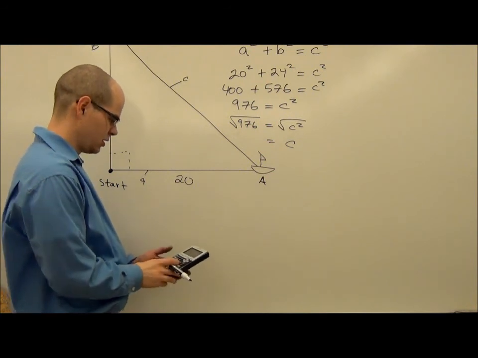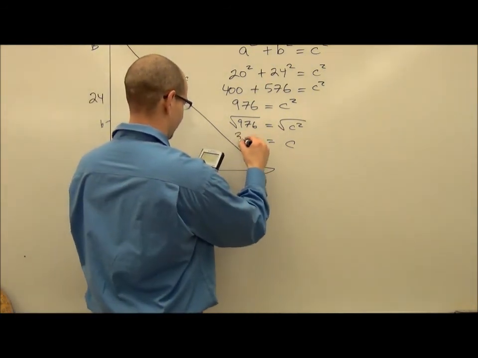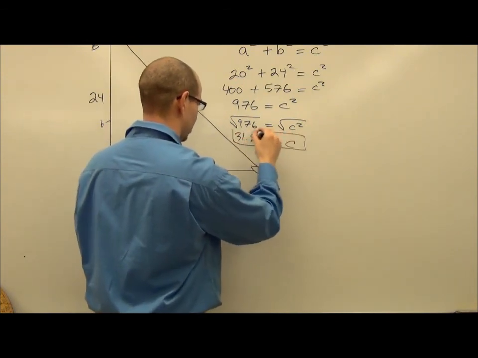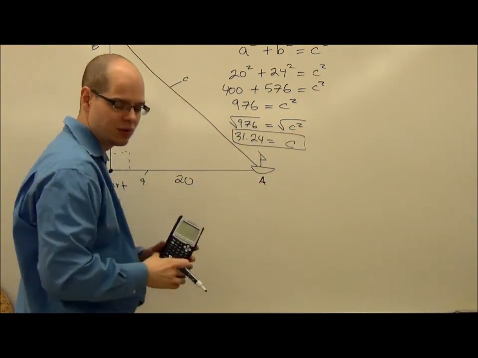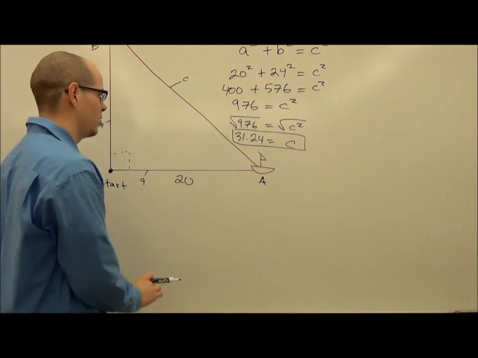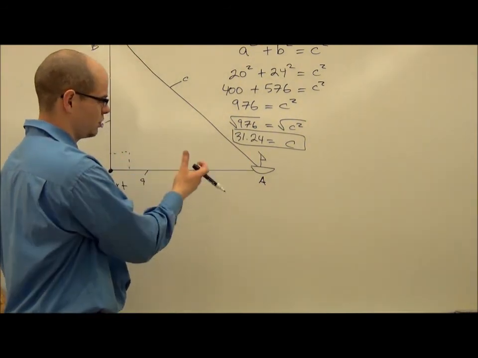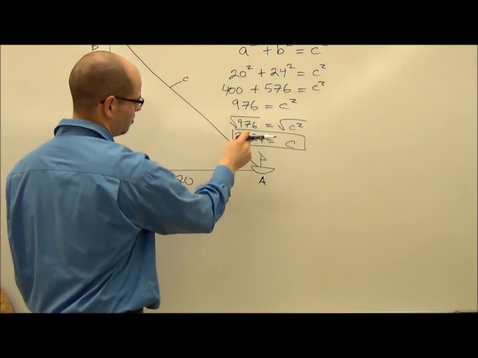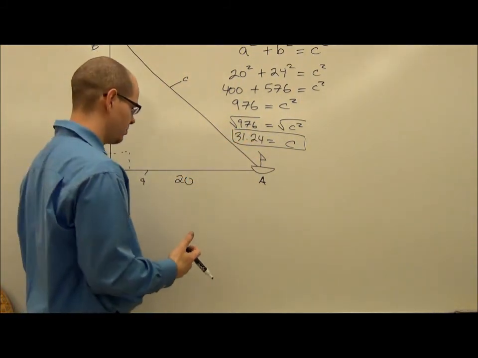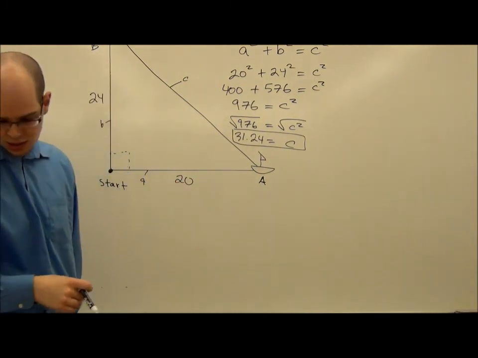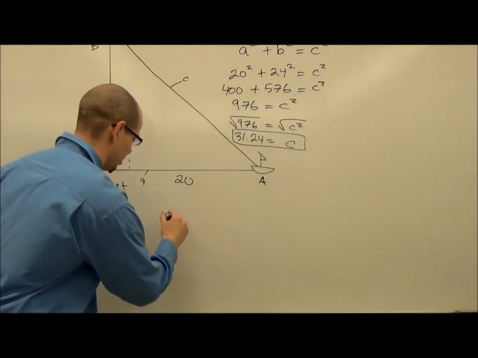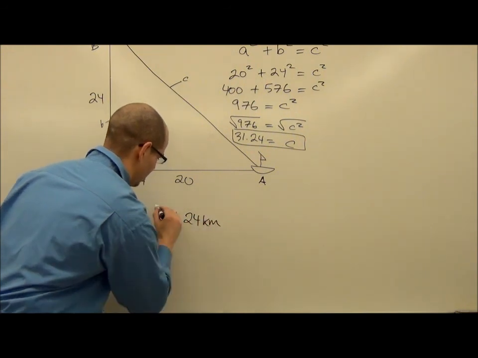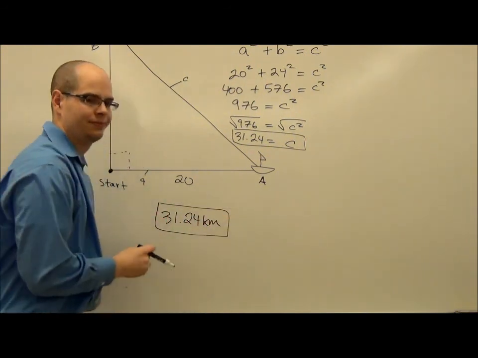which comes out to 31.24 if you put it in on your calculator. This would be fine. If you left it as square root of 976, that's fine as well. Okay? So the actual answer to our question, how far apart are these boats after 2 hours? They're 31.24 units apart, and the question happened to be in kilometers. So the answer is they're 31.24 kilometers apart after 2 hours. Okay?